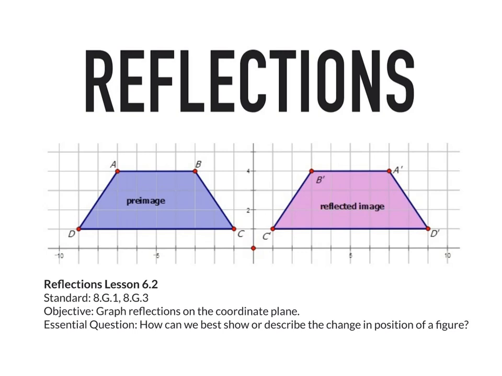Reflections, Lesson 6.2. Standard is 8.G.1 and 8.G.3. The objective is to graph reflections on the coordinate plane. The essential question is how can you best show or describe the change in position of a figure?